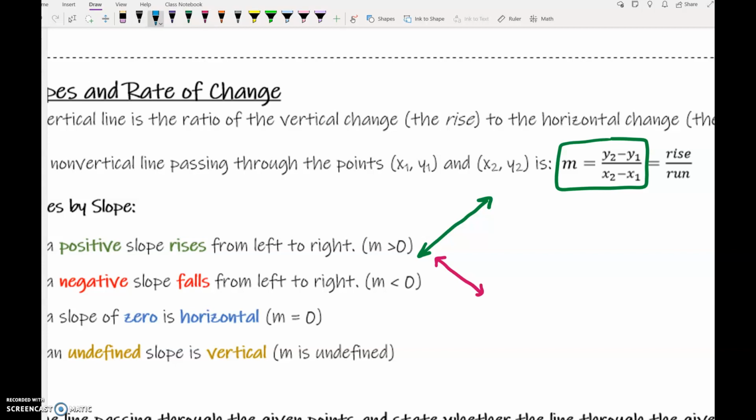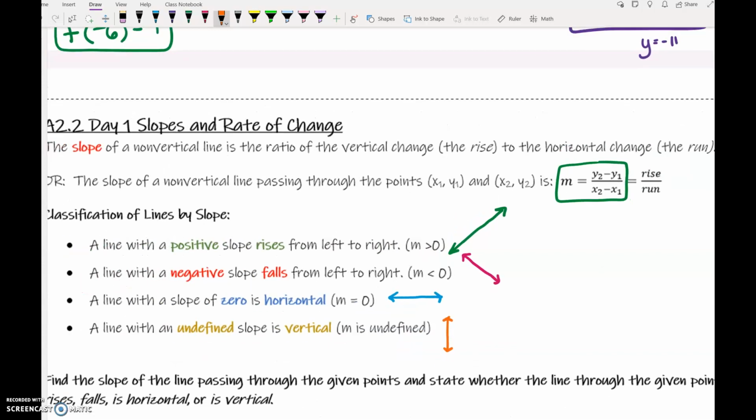A slope of 0 is a horizontal line. Walking on flat ground. My line is not horizontal, is it? Is that better? And a vertical line is undefined slope. You're rising, rising, rising, rising, rising. You're not ever running, so it'd be like a value divided by 0, which you can't do, so it's undefined.